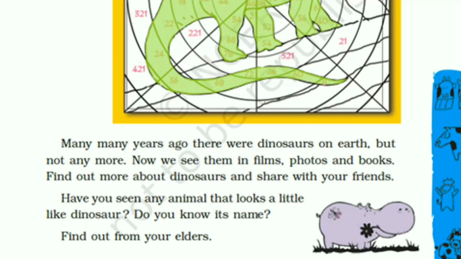Okay, students. So it looks like a small dinosaur, and its name starts with H and ends with S. Write down its name in the comment section below. You can also write the name of other animals which look like dinosaurs. Okay.